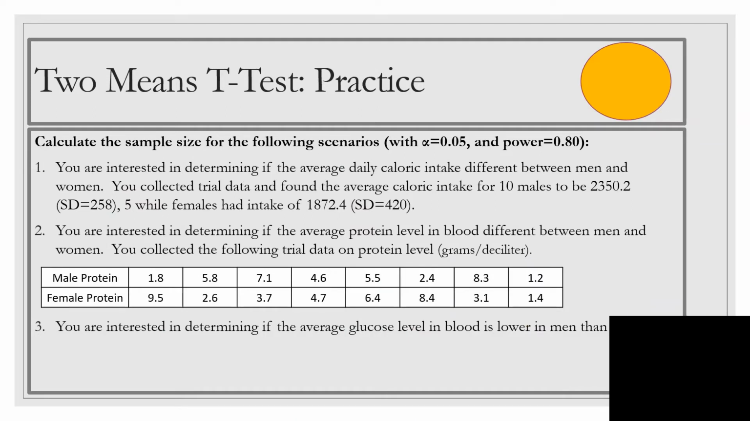We have 3 practice examples here for 2 means: average daily caloric intake, average protein level in blood, and average glucose level in blood for men and women. Take some time to work on these on your own.